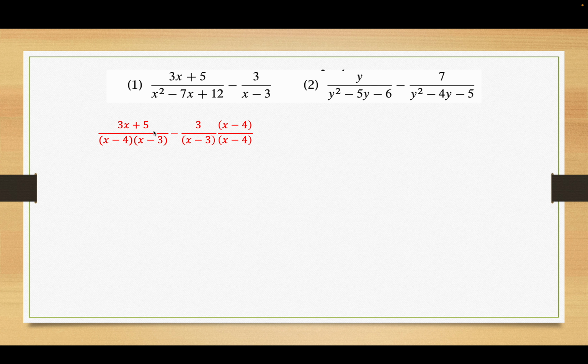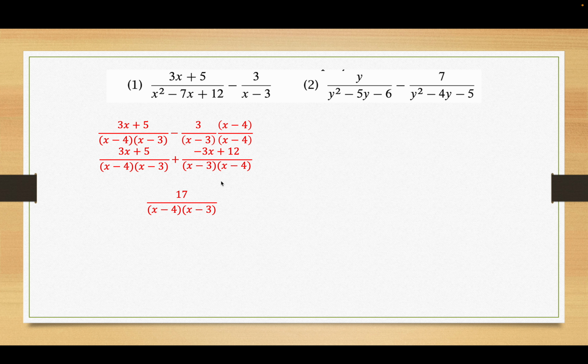My numerators are set. Let's distribute the negative 3. That gives me negative 3x plus 12. And now, because you distributed that negative sign, you're now adding. So 3x and negative 3x adds up to 0. And then 5 and 12 add up to 17. So I get 17 over that common denominator of x minus 4 times x minus 3.